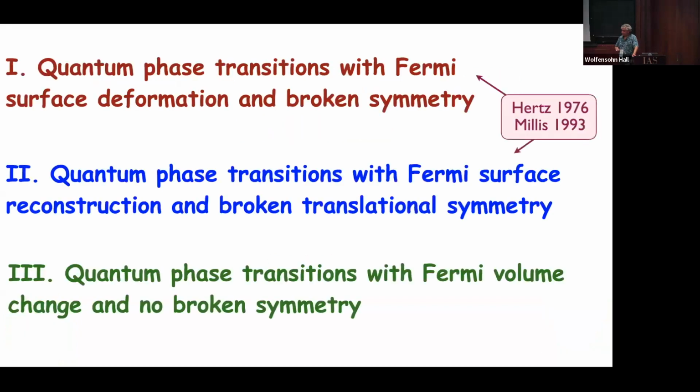So I mentioned that there were three possible cases. The first two are sometimes in the category called Hertz-Miller's theory because of their early work. And there are two cases within that, both of which involve some kind of broken symmetry. But in one case, the change in the Fermi surface is just some small deformation. So this would be the case, for example, in a ferromagnet. So in a ferromagnet, both up and down spin have the same Fermi surface. And then once there's a phase transition, one of the Fermi surfaces shrinks and the other one grows a little bit beyond the critical point.